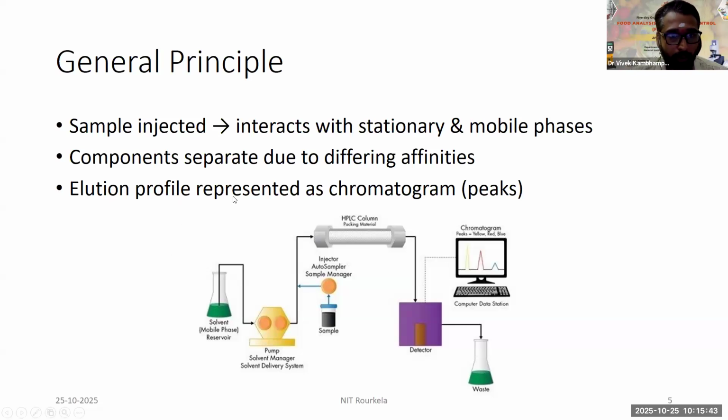Then the elution profile is represented as the chromatogram. Based on the peak area, we can easily identify how much quantity of the target compound is present in our sample. One good example I will tell you, the estimation of sugars using HPLC, right? You can analyze glucose, fructose, but in the case of sucrose, it's made up of 2 monosaccharides, right?